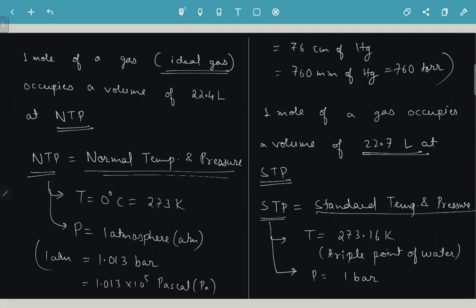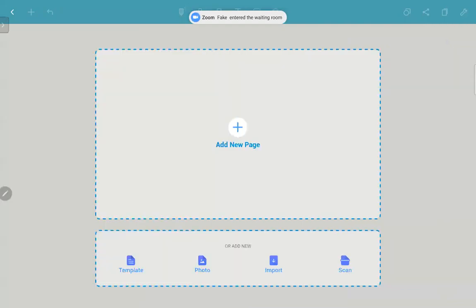Okay. So now let us move ahead to the next part. How did you get to this volume? How did we calculate what will be the volume of 1 mole at STP? What will be the volume of 1 mole at NTP? How did we calculate the volume of 1 mole at STP, volume of 1 mole at NTP?